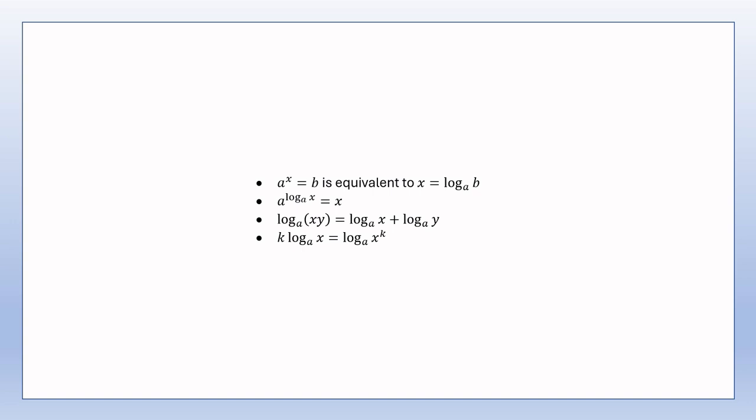And therefore, to summarise the properties of logarithms that we've deduced so far, we have that a to the power of x equals b is equivalent to x equals log to the base a of b, a to the power of log to the base a of x equals x, log to the base a of x times y is equal to log to the base a of x plus log to the base a of y, and k times log to the base a of x equals log to the base a of x to the power of k.